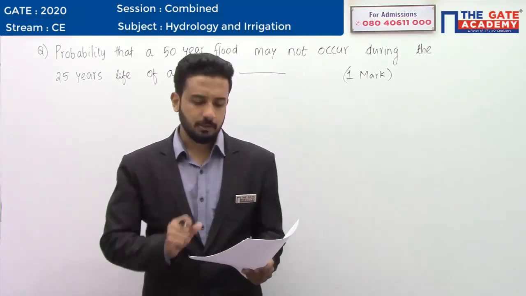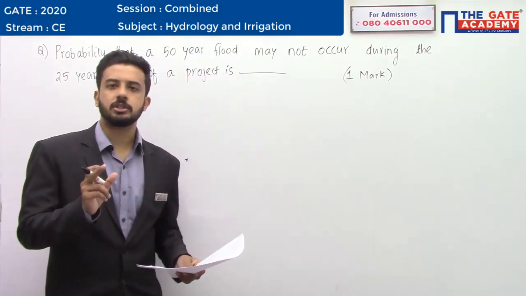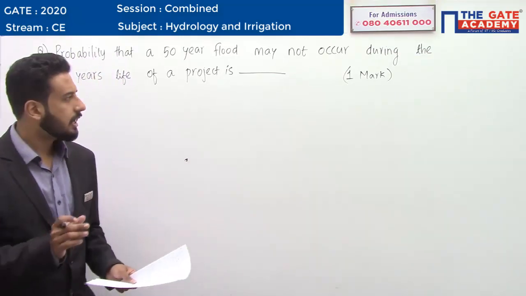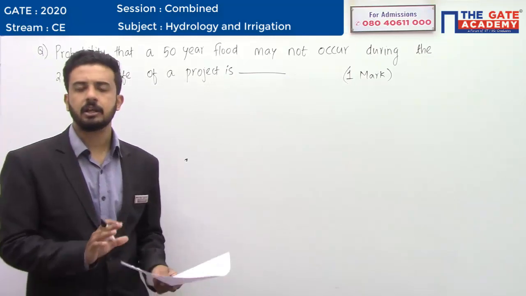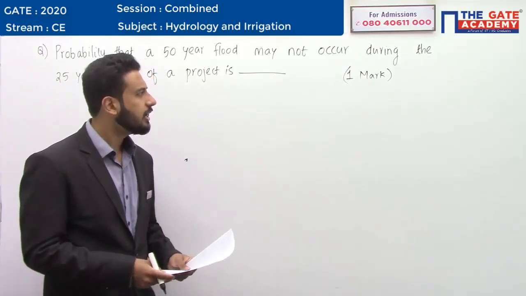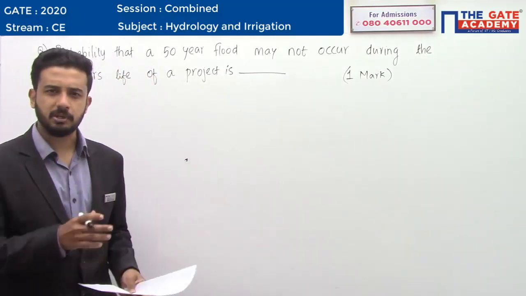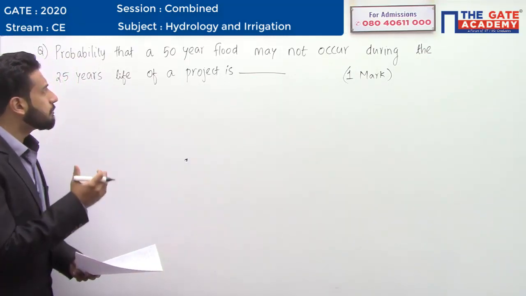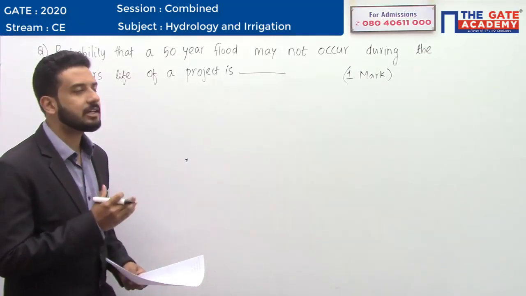First I am discussing a question which was asked in the morning paper for 1 mark. A very easy question, asked from precipitation regarding some probability, right? We have done the same type of questions, many questions, in the classes and in the live sessions. What is asked? The probability that a 50-year flood.